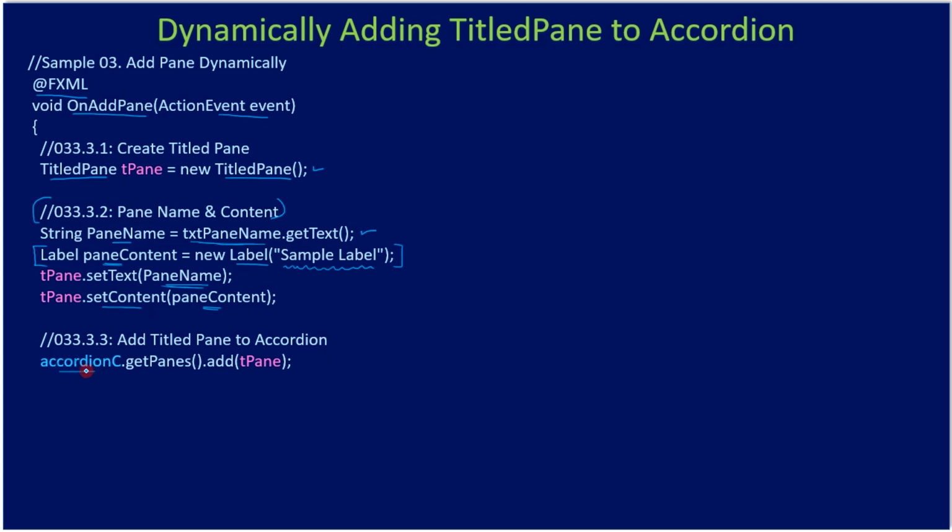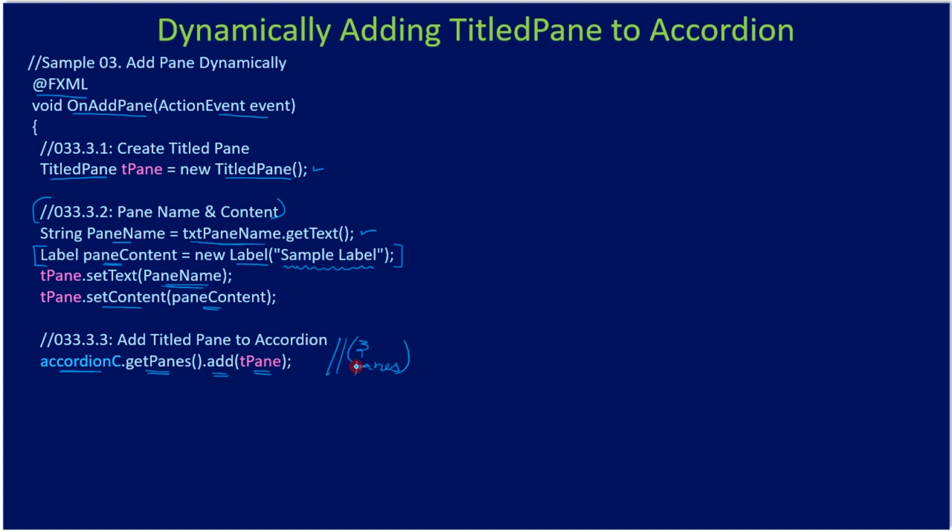This is the fxml entry, accordion c dot get panes. This will give the observable list of panes, and we call add, adding the titled pane. This will simply give the list of panes, the collection of panes, and in design time we already have 3 panes added to the accordion. So get panes will give that list, which contains 3, all added during the design time. Now we are making a call to add and adding this titled pane at runtime.